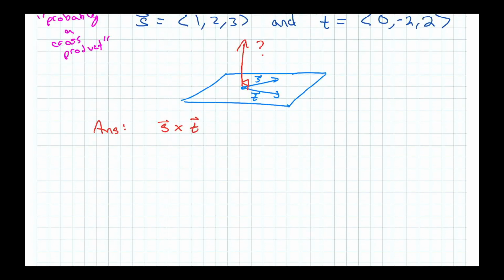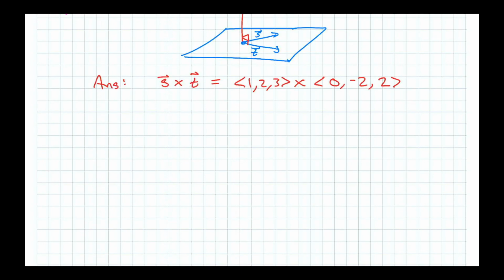So I'll do it by hand again because we're not that experienced at computing these yet. So we're going to calculate that. How do you do it? You go i, j, k on top, then 1, 2, 3, and 0, -2, 2. Determinant. That's what we want, and that is S cross T. And then it is what it is.